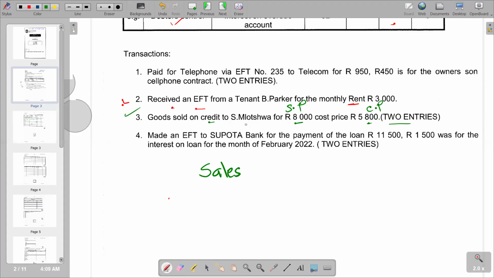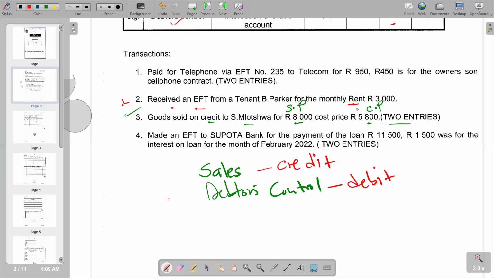So yes, the first one is a debtor. So obviously we're also going to have debtors control. So we know that our sales is always credited. So obviously we're crediting sales. Debtors control is an asset. We are supposed to debit. When we sell goods on credit, obviously we're creating a debtor. So we're supposed to debit our debtors control. So we can debit here. So this is our double entry, and this is the double entry using our sale price, which is 8,000.